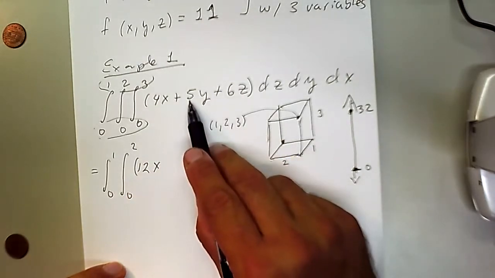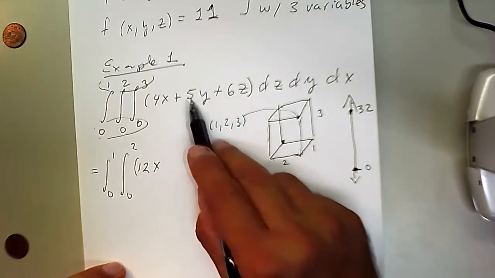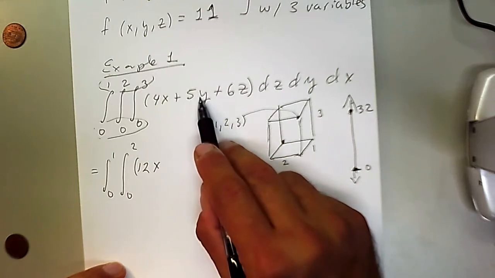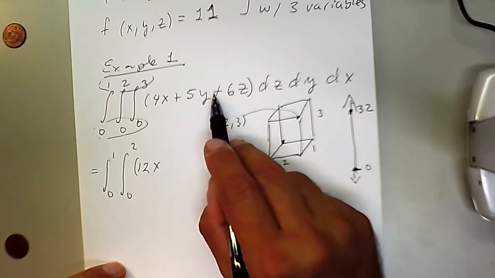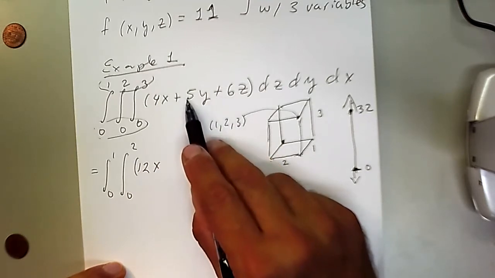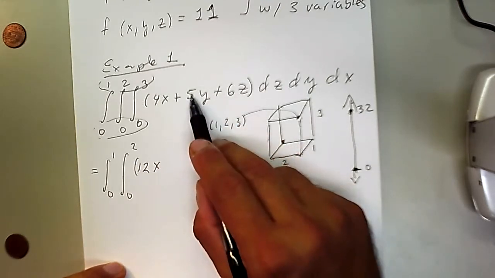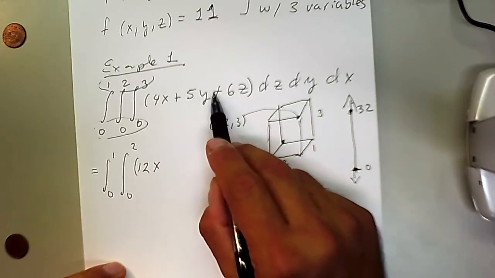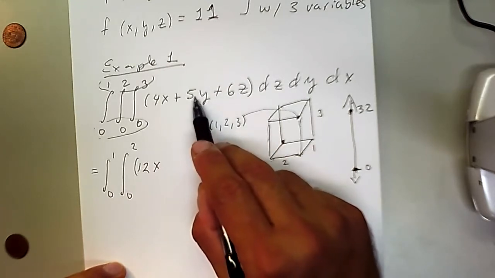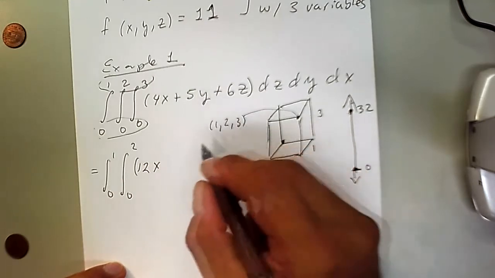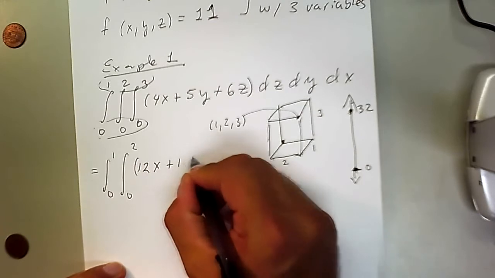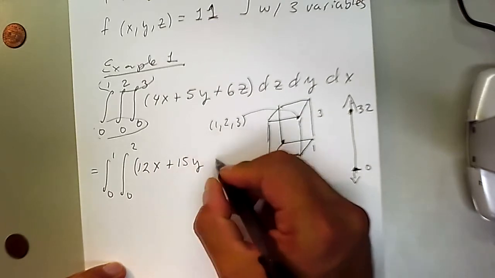Same thing here, 5yz, because this is a constant, as z goes from 0 to 3. So we end up with 5y3 minus 5y0. The 3 and the 5 make 15, so we get 15y.